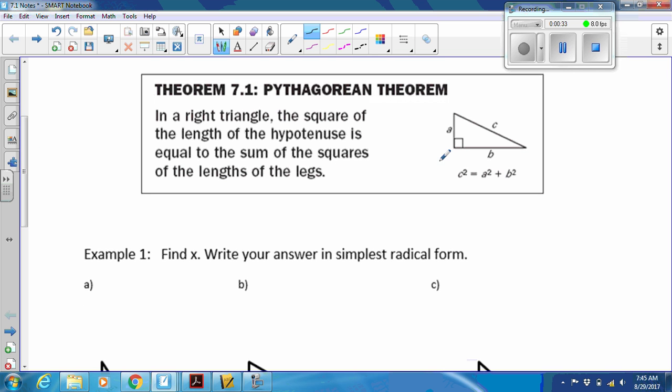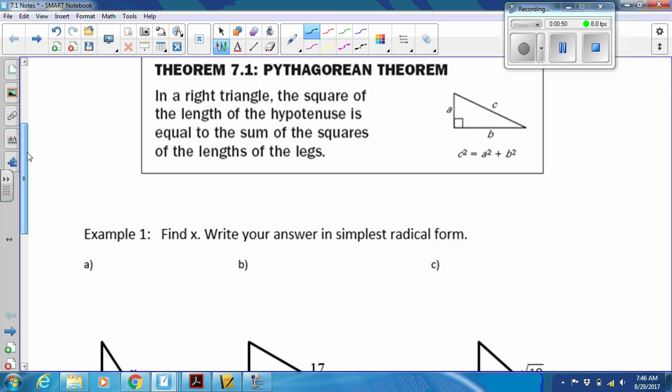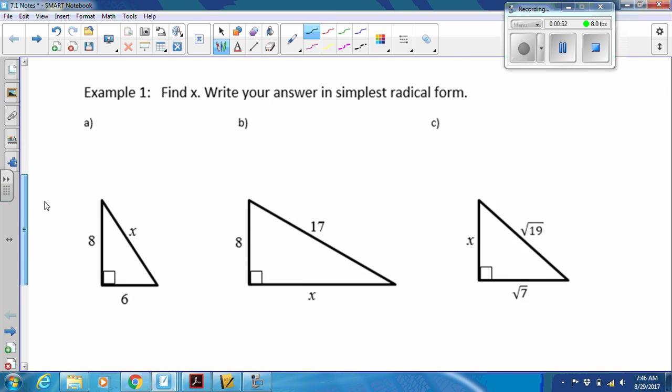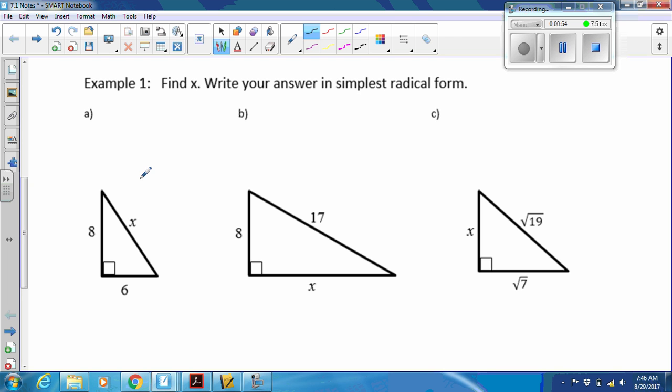Now you guys should have learned about the Pythagorean theorem really early on, but just as a refresher, remember the Pythagorean theorem says that the square of the length of the hypotenuse, which is in this case c, is equal to the sum of the squares of the lengths of the legs. In simplest terms, c squared equals a squared plus b squared. So in our first few examples, we are going to use just that formula to find our x. So in example 1, we're going to find x.